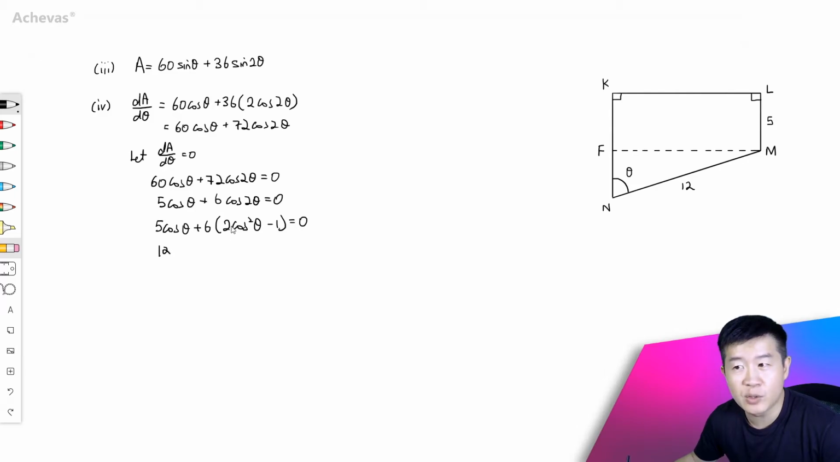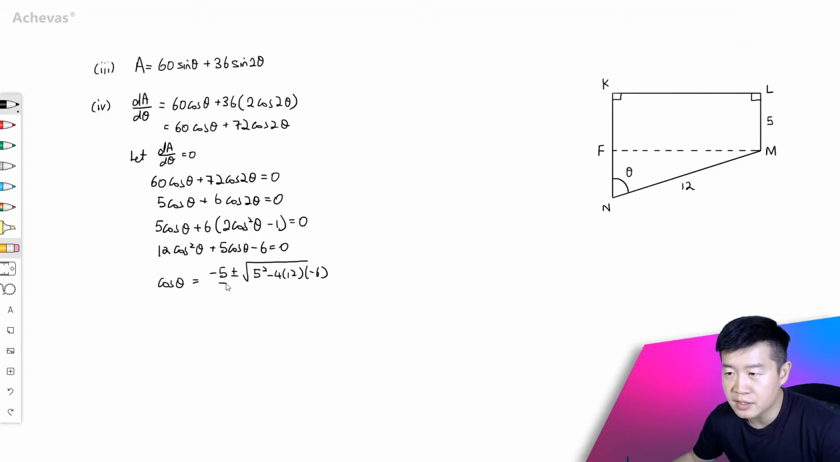So we have a quadratic equation in terms of cosine theta, that is 12 cosine squared theta plus 5 cosine theta minus 6. And to solve for theta, let's first try to find cosine theta by making use of the quadratic formula. So it will be minus b plus or minus square root of b squared minus 4ac, divided by 2a. We're going to be getting two values. The two values will be minus 5 plus or minus square root of 313, divided by 24.